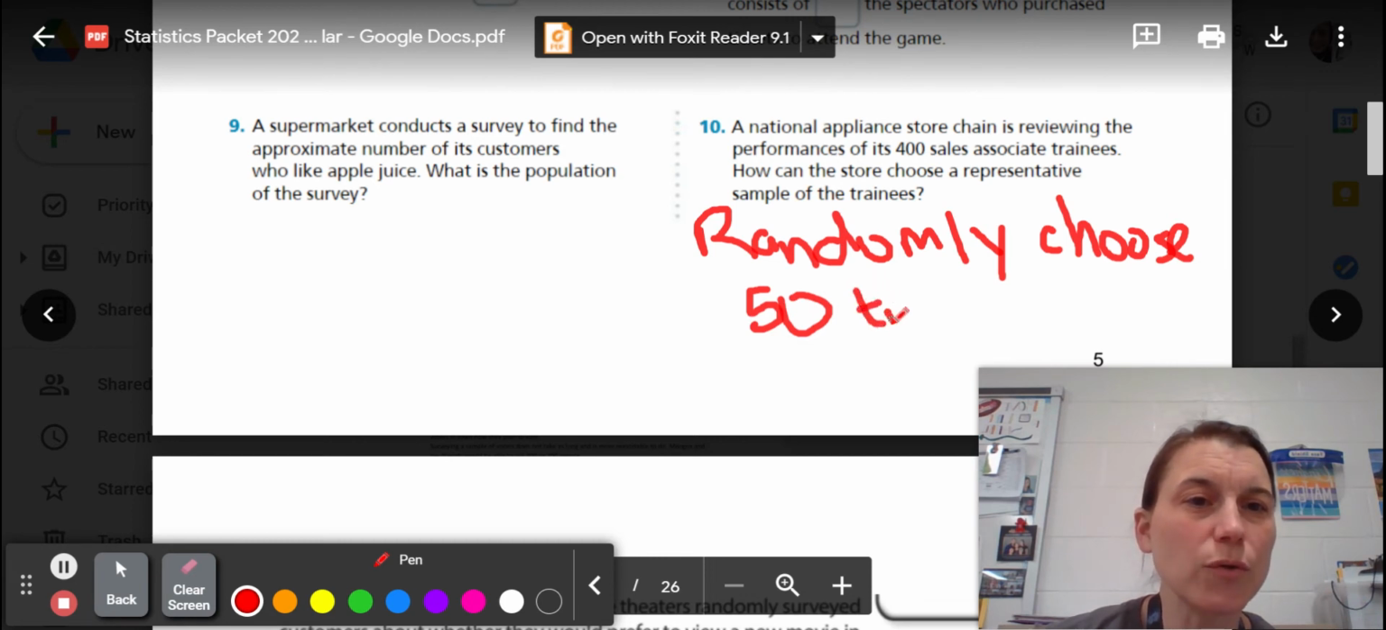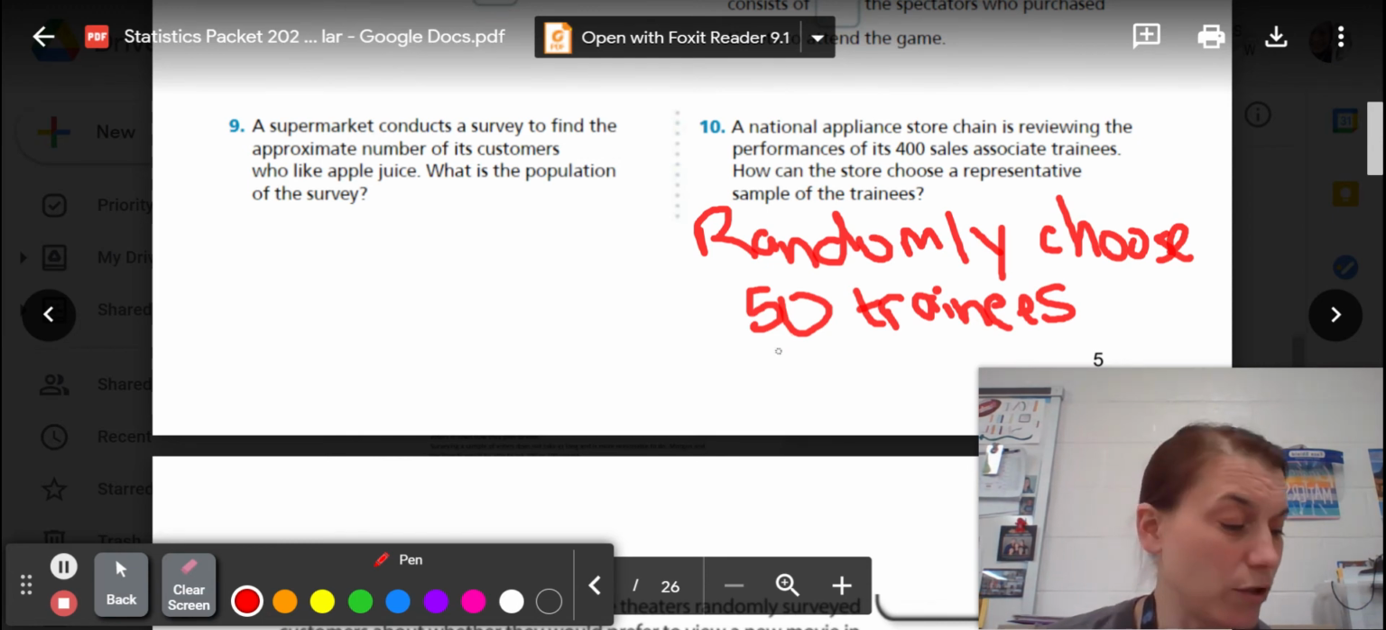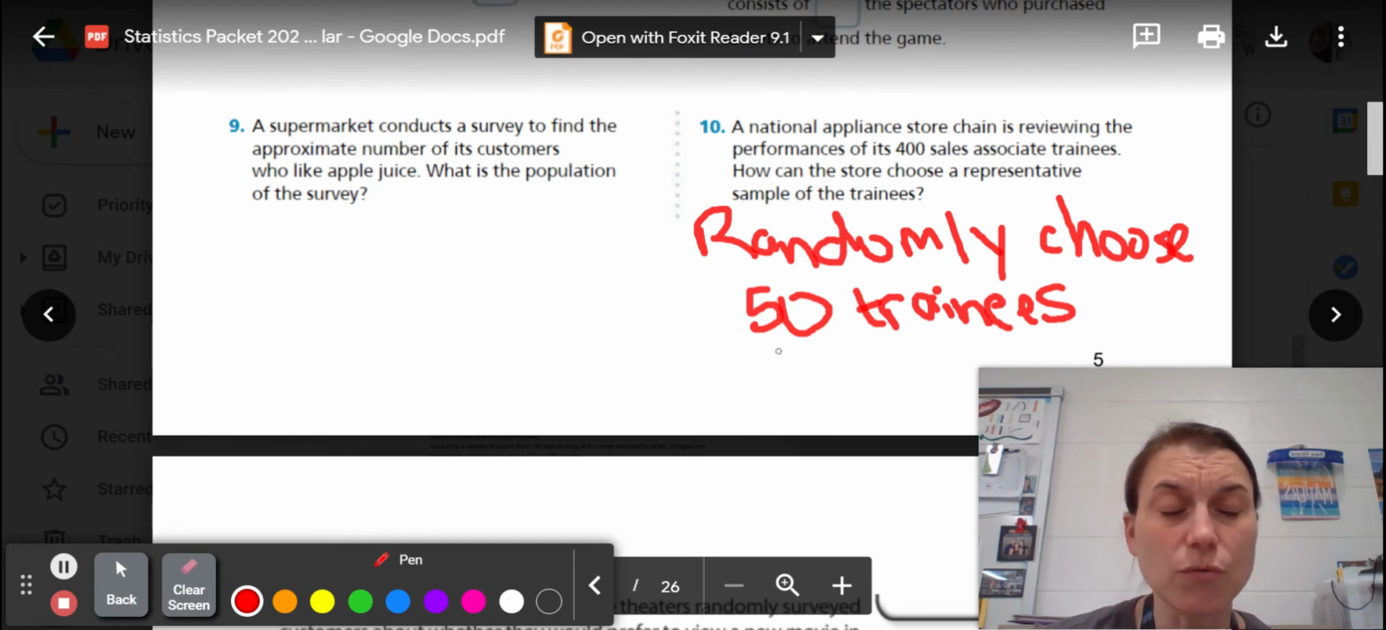Now, how am I going to do it randomly? Well, there's lots of ways. We just talked about that. But one way could be if all 400 trainees had a number assigned to them, 1 to 400, and then you used a random number generator to randomly generate 50 of those numbers, and then those could be the 50 people in your survey, and that would work too. It's another way to do it. Assign them numbers and let a random number generator randomly select them.